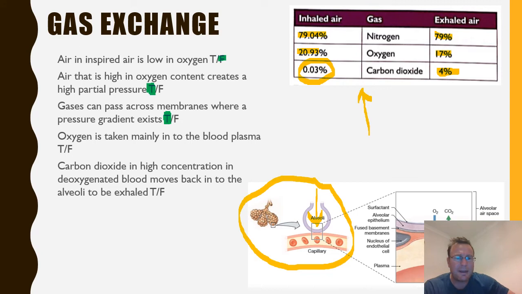Oxygen is taken mainly into the blood plasma. Well, that's quite false. A little bit will make its way into the blood plasma, but most of it goes into the hemoglobin, which is inside the red blood cell. Remember that iron-carrying molecule. And lastly, carbon dioxide in high concentration in deoxygenated blood moves back into the alveoli to be exhaled. And this is absolutely true.